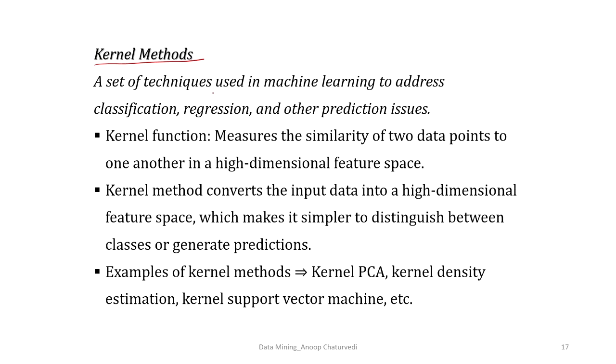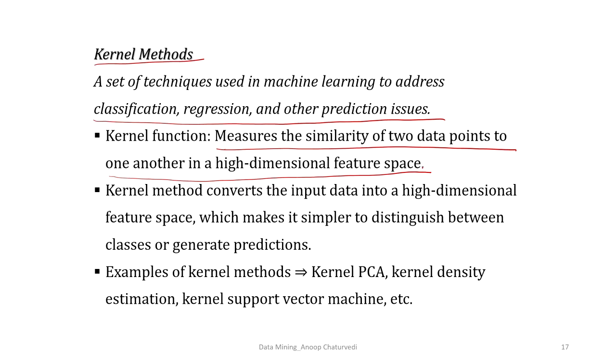Kernel methods are a set of techniques used in machine learning to address classification, regression and other prediction issues when you have some kind of nonlinear structure. And kernel function actually measures the similarity of two data points to one another in a high dimensional feature space. In kernel methods we convert the input data into high dimensional feature space, which makes it simpler to distinguish between classes or generate predictions. So, basically we convert the input space into a high dimensional feature space using the kernel method, and then we use it for classification purpose or for generating the predictions.